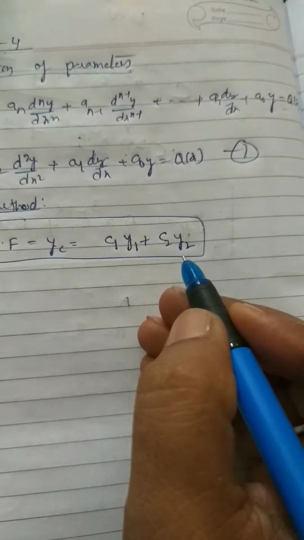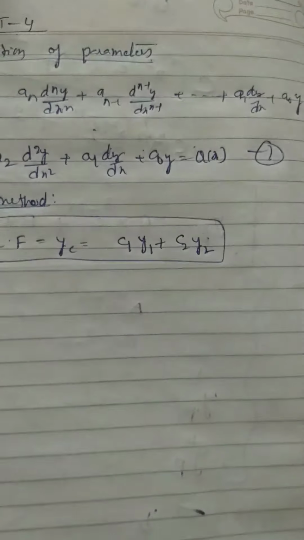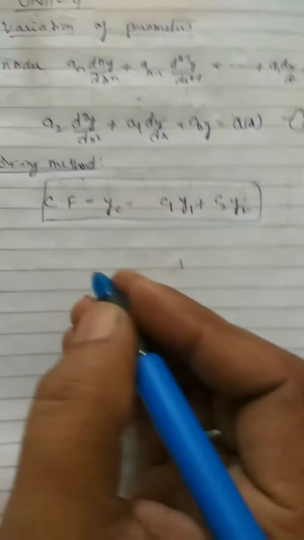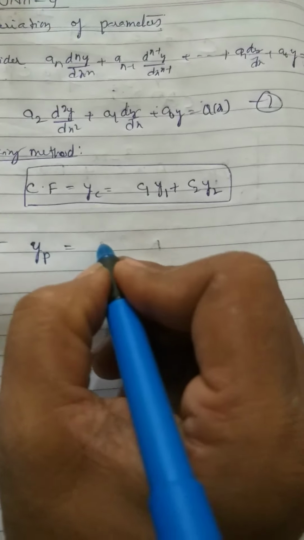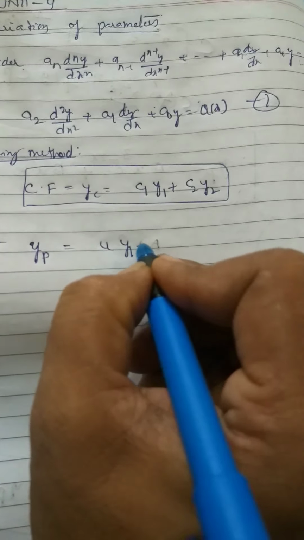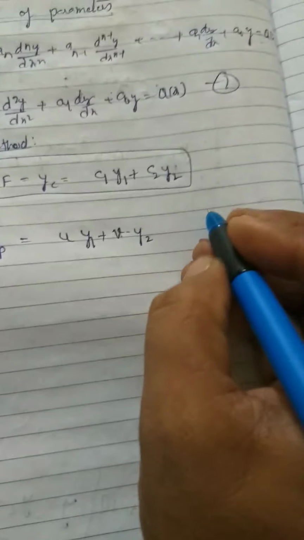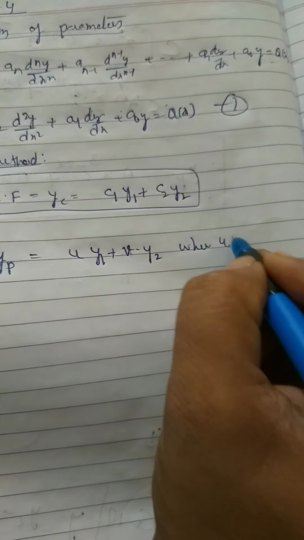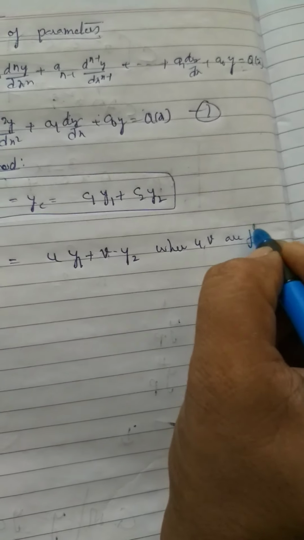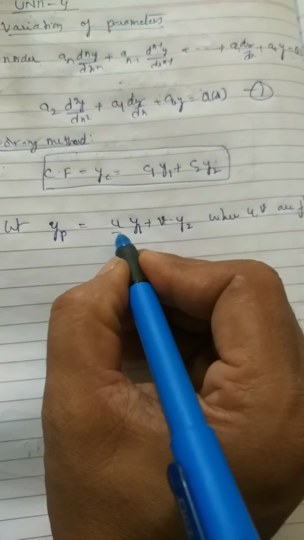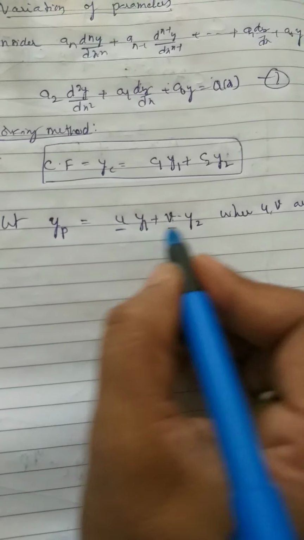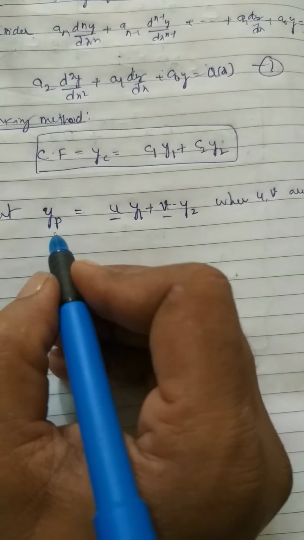Now by using this complementary function, we are going to find the particular integral. Let yp be equal to u y1 plus v y2, where u and v are functions of x only. Now we have to find u and v. If we know u and v, we will get the particular integral.